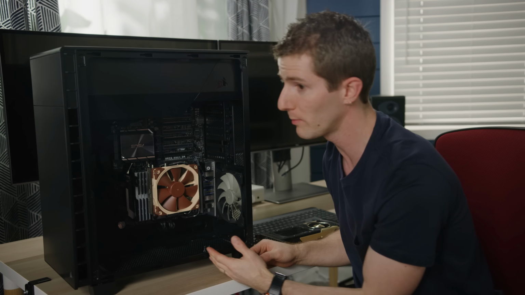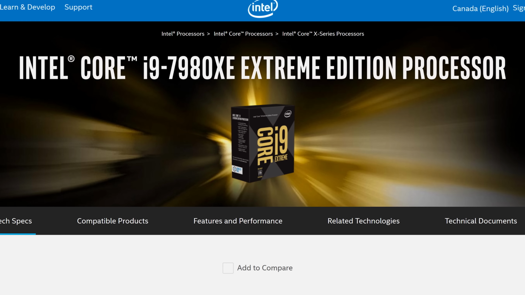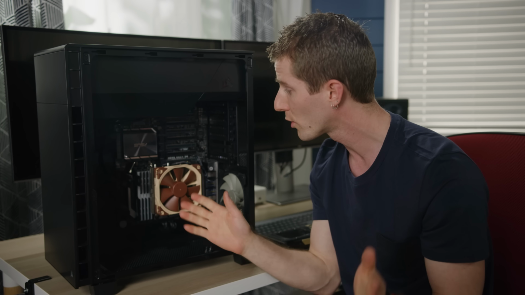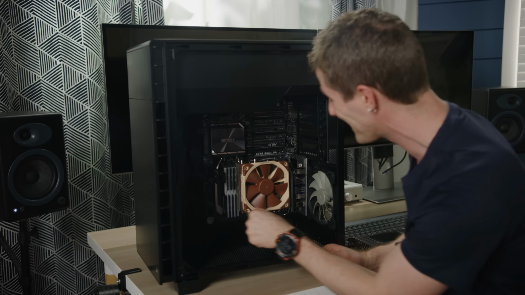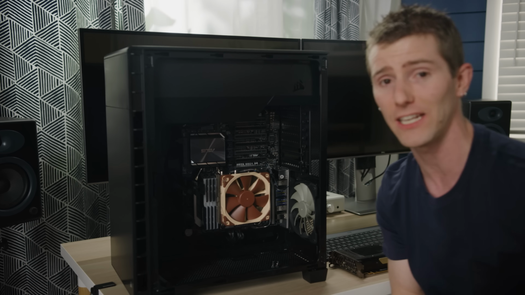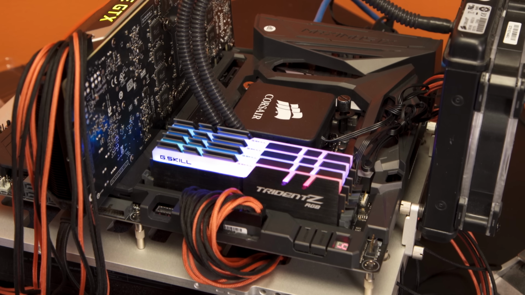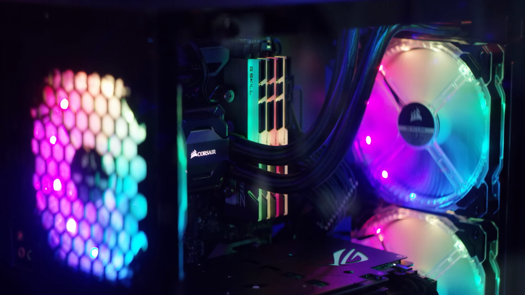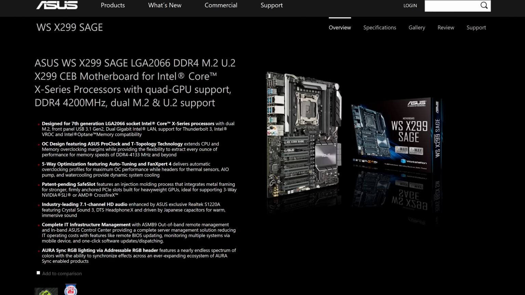For our CPU, we went with obviously the Core i9-7980XE, so that's an 18-core processor, turbos up to 4.2 gigahertz or something crazy like that. We've got 128 gigs of G-Skill's Trident Z RGB RAM. Okay, yes, I know it's RGB, but that's not why we chose it. It's just one of the only kits that we had a 128 gig kit of. For our motherboard, we've gone with ASUS's WS X299 Sage.